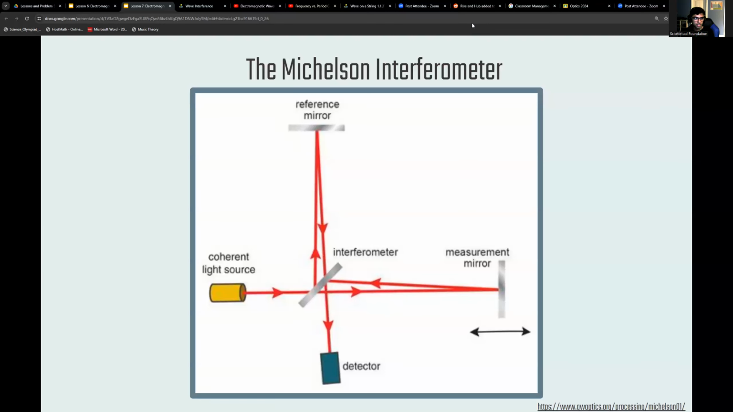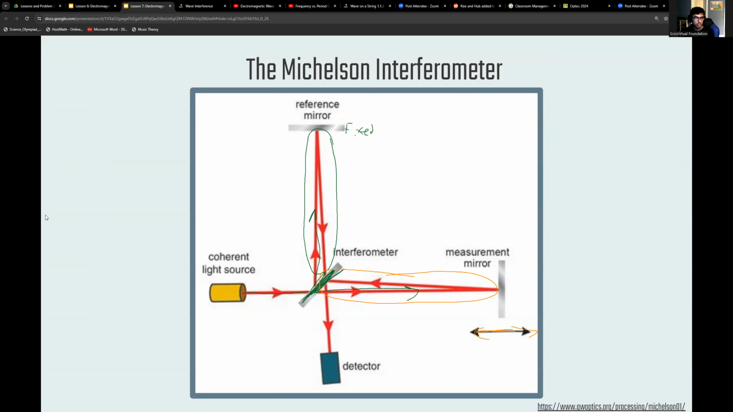And the way this works is we can take some light, put it into this thing right here, which is our beam splitter, and it sends one beam going towards this mirror and another beam going towards this mirror at the top. This mirror is fixed, okay? This is a fixed reference mirror. So the length of this beam right here is going to be constant. However, this mirror right here, we can move around.